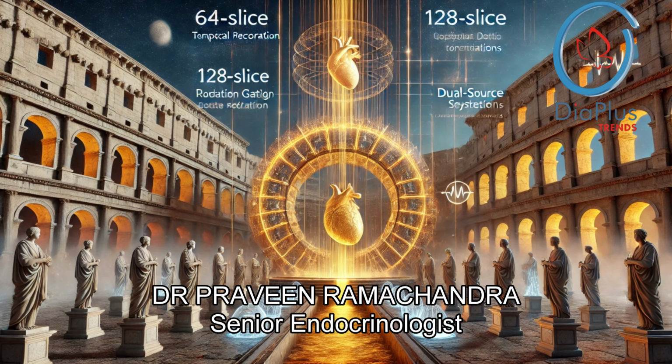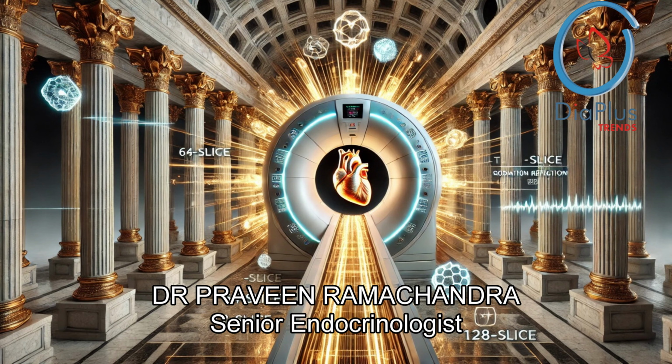Why do we need so many slices? Well, you've got to think about it. The heart is constantly in motion. So those higher slice counts allow us to capture those delicate arteries with incredible precision, and it minimizes any blur that might be caused by that motion. That makes a lot of sense, because capturing a clear image of a beating heart has got to be incredibly challenging.